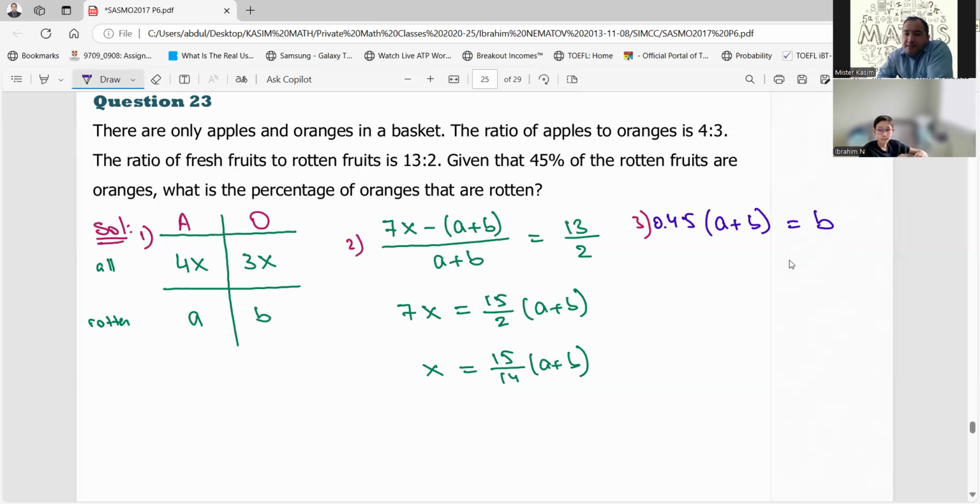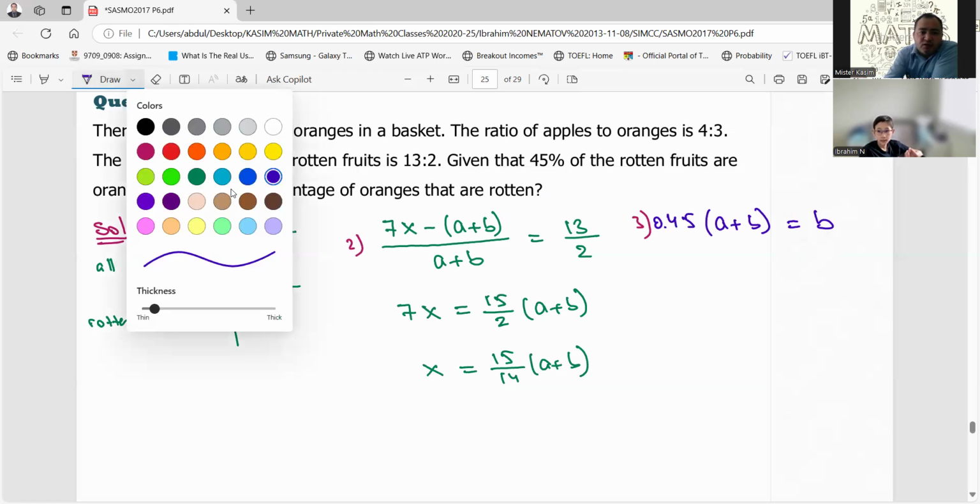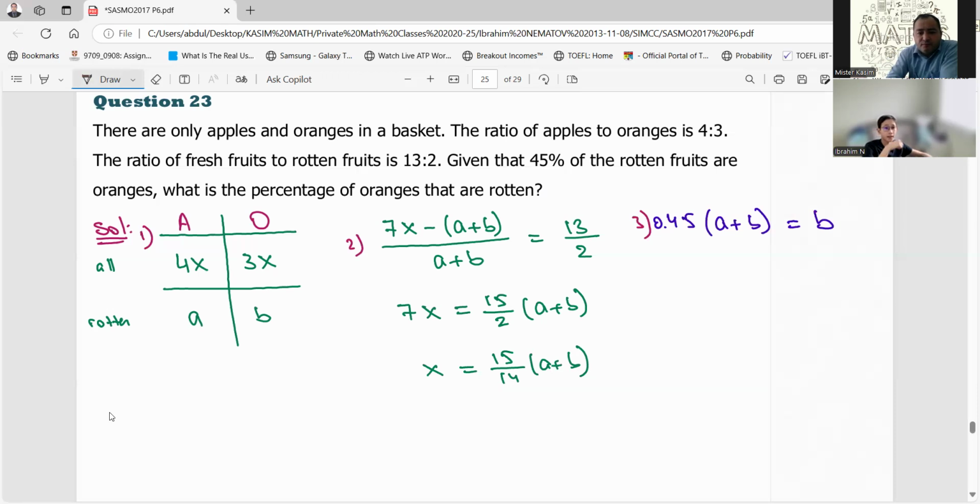Okay, did you get it? Yeah. Also, what are we trying to find here? Can you tell me? We're trying to find the percent of rotten oranges. How many rotten oranges are there? b. Altogether, how many oranges? We have 3x, and I should multiply this by 100%. That's what I'm trying to find here. So if I know b over x, I can answer the question, right?